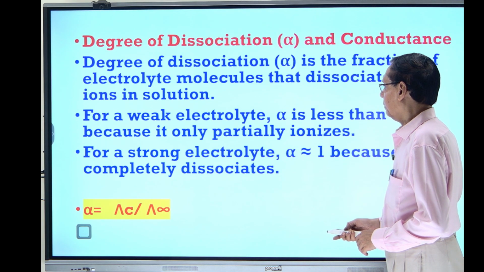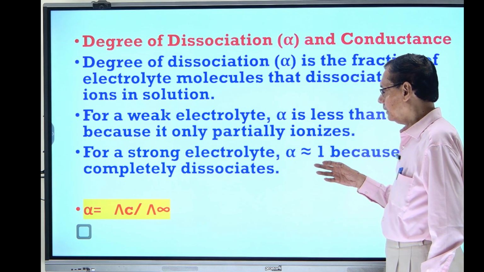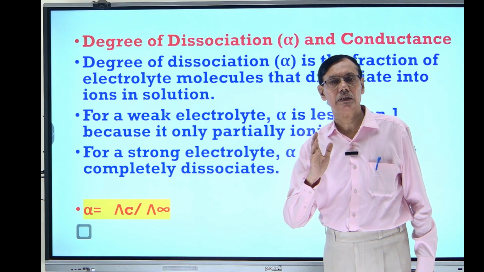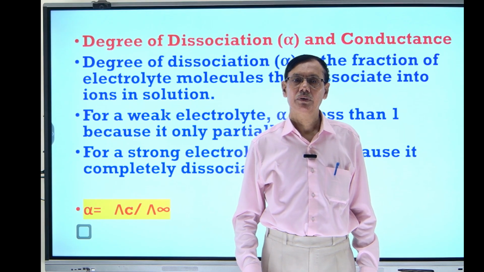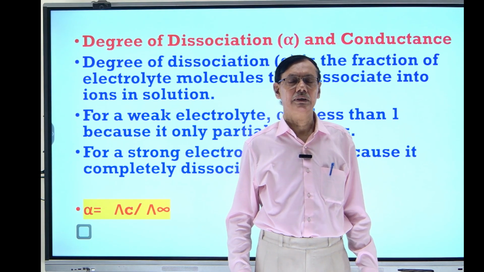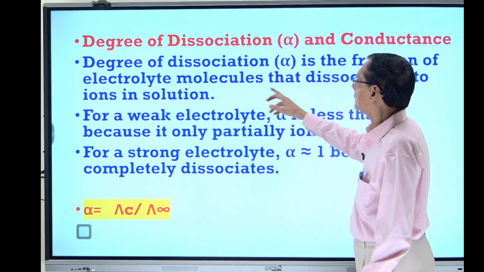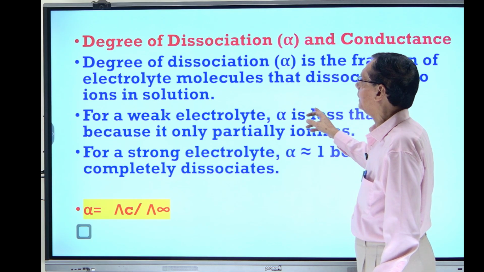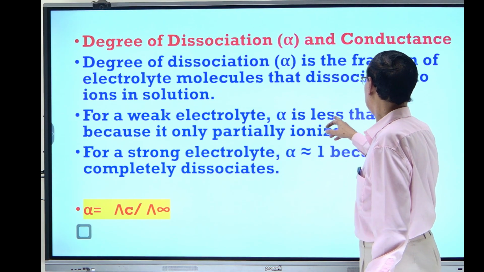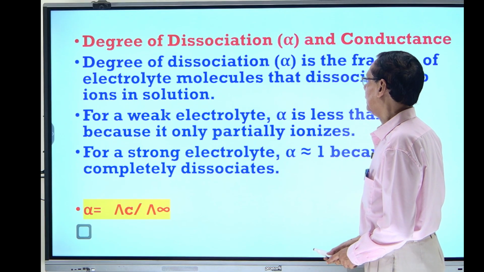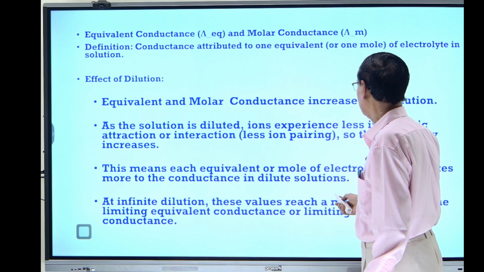So the last part is how do you calculate the degree of dissociation, because there is a relationship between this degree of dissociation and that dissociation constant and the concentration, that is called the Ostwald dilution law. The degree of dissociation is the fraction of electrolyte molecules that dissociates in the solution. For a weak electrolyte, alpha is less than 1 because it only partially ionizes. I will just prove it.